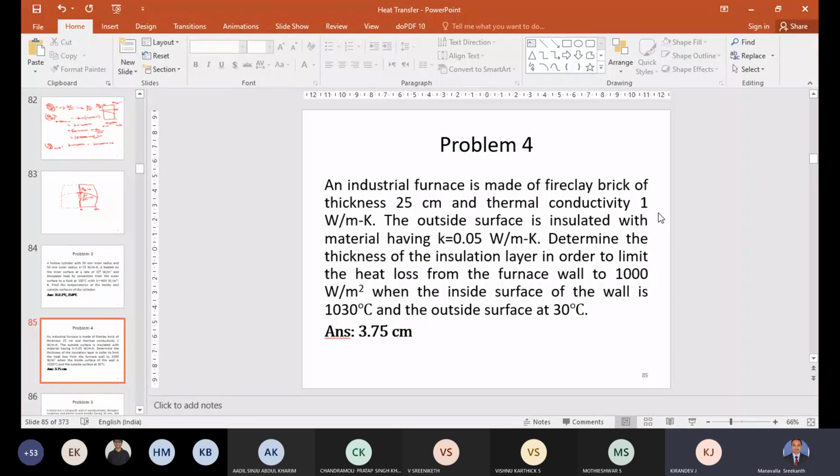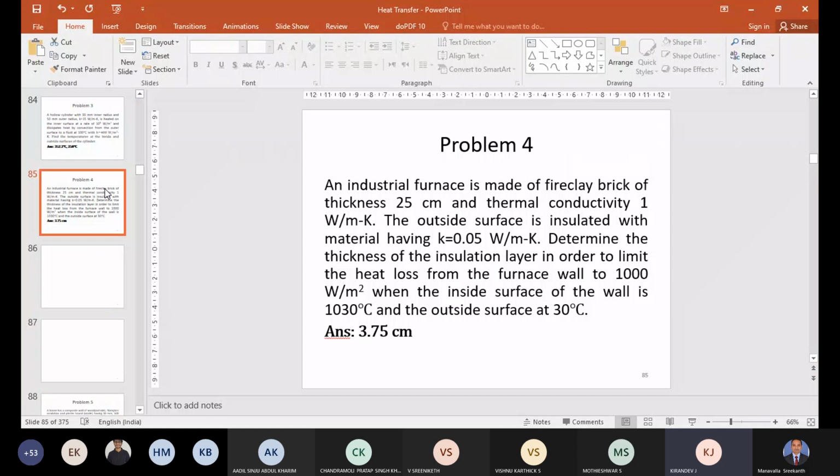So here you see there is an industrial furnace made of fire clay brick of thickness 25 centimeters and thermal conductivity 1 watt per meter Kelvin. The outside surface is insulated with a material having K of 0.05 watt per meter Kelvin. Determine the thickness of the insulation layer in order to limit the heat loss from the wall surface to 1000 watt per meter square when the inside surface of the wall is at 1030 degrees Celsius.